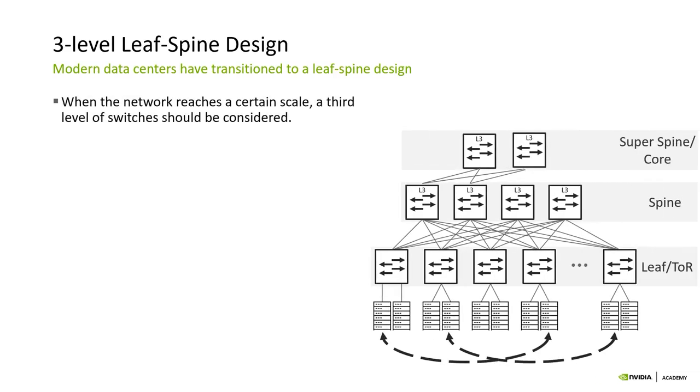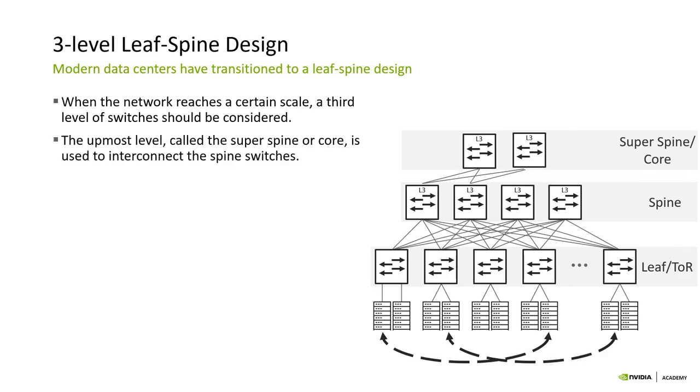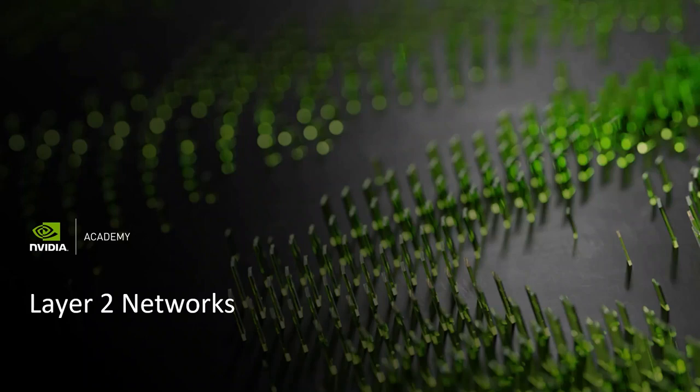If the network reaches a certain scale, a third level of switches should be considered. In this case, the upmost level, called the superspine or core, is used to interconnect the spine switches. But yet the same rules apply. Now that we know that the leaf spine design is the best choice for modern data centers, let's see whether the network should be configured to operate at layer 2 or layer 3. We'll start with layer 2.